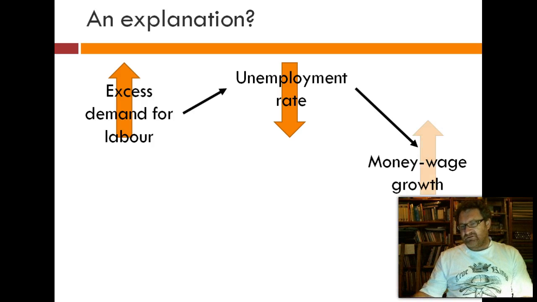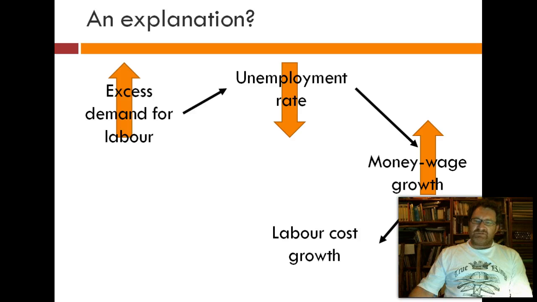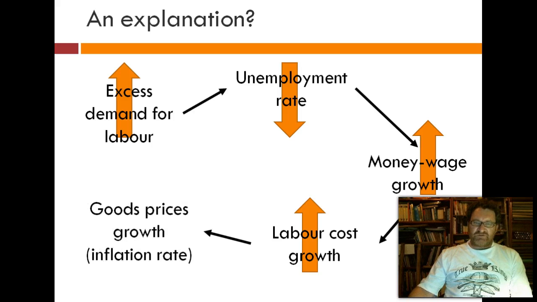In any case, by either one of those stories, the money wage rate grows. And if that happens, what happens to labour cost growth for firms? Labour cost growth will go up. You have to pay higher wages to the same workers. And finally, if labour cost growth increases, what's going to happen to the growth rate in prices of the goods which are produced? The inflation rate. It will go up.